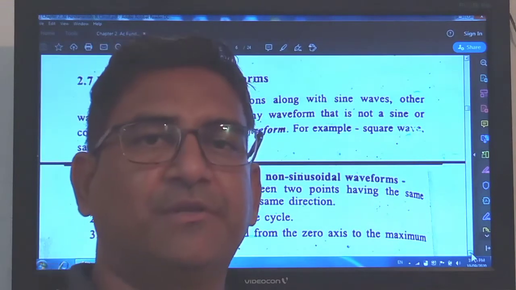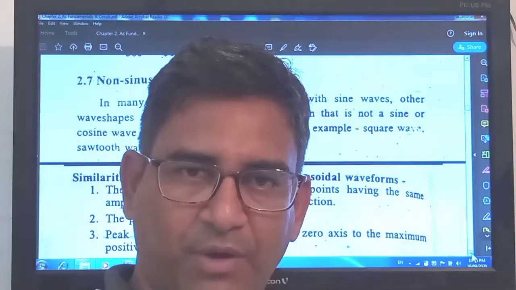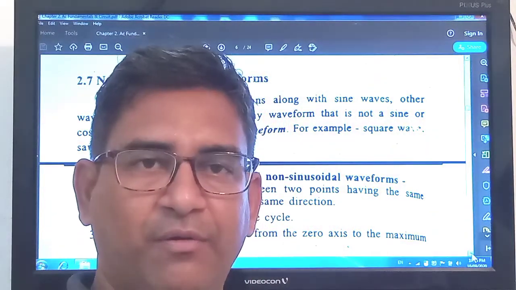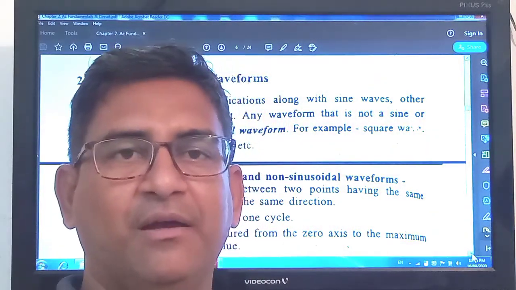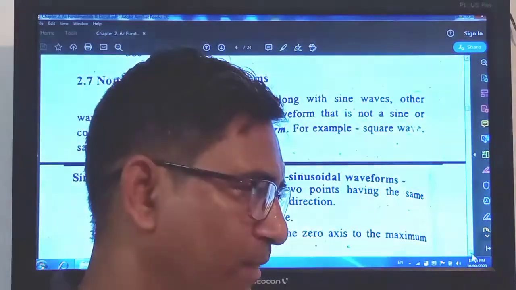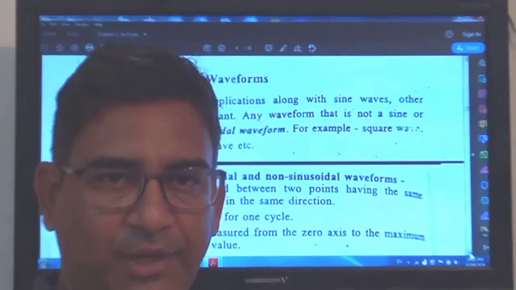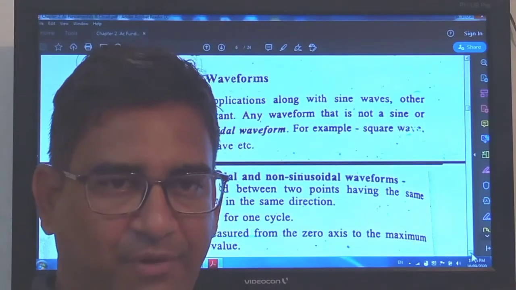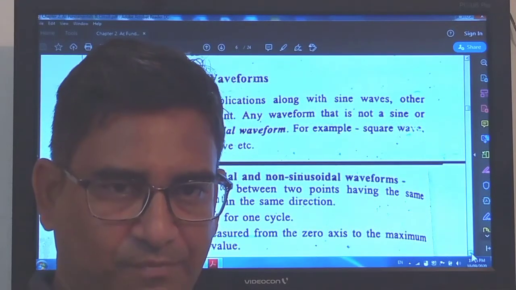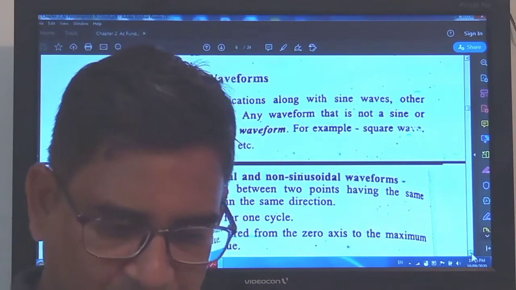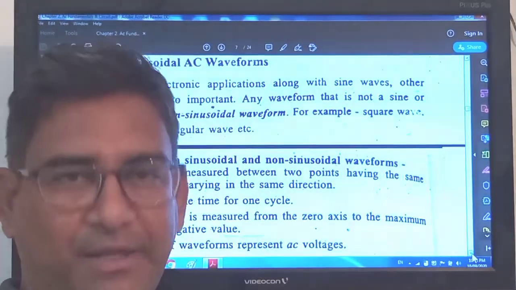You will get the square wave, the rectangular wave, the ramp wave, and one more shape, the sawtooth wave. So apart from the sine wave, we have to study these waves also. But in this particular section, only the similarity has been given.